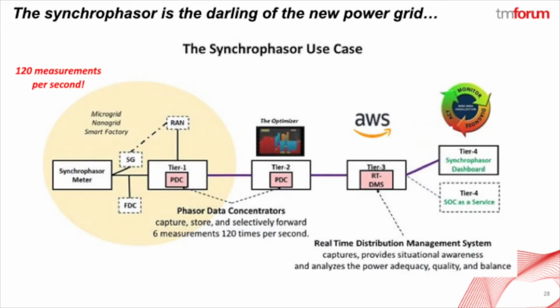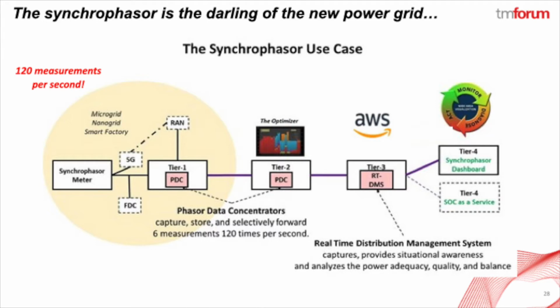A good example of this enormous network traffic is that of the Synchrophasor, which is now the new darling of the electric grid itself. The Synchrophasor sensors are placed at the edge of the grid, measuring up to 6 electrical power metrics up to 120 times per second.